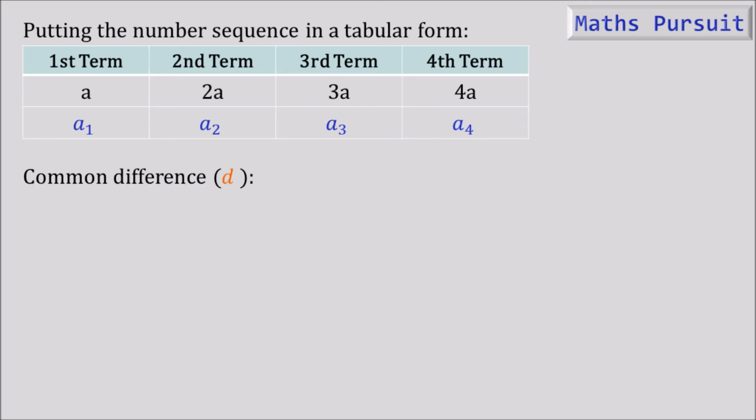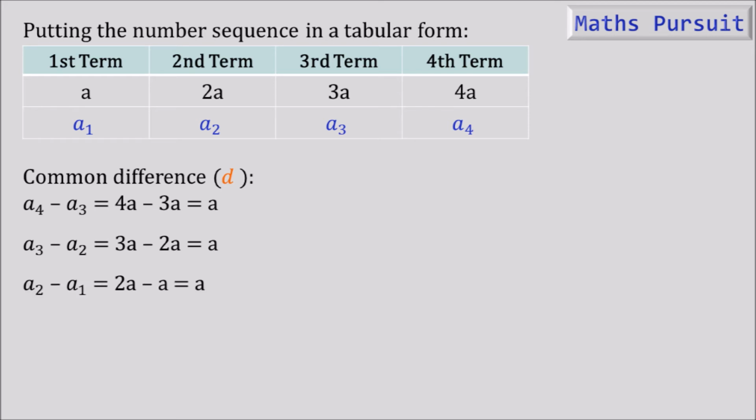Now let us find the common difference D. So we are always moving from the end towards the first term, that means here from fourth term to first term, and here we are going to find the common difference between fourth term and third term. So A4 minus A3 is equal to 4A minus 3A, that is equal to A. Similarly, the difference between third term and second term, that is A3 minus A2, is equal to 3A minus 2A, that is equal to A. Similarly, the difference between second term and first term, that means A2 minus A1, is equal to 2A minus A, that is equal to A. So we could see that we are getting A as a common difference among each term.